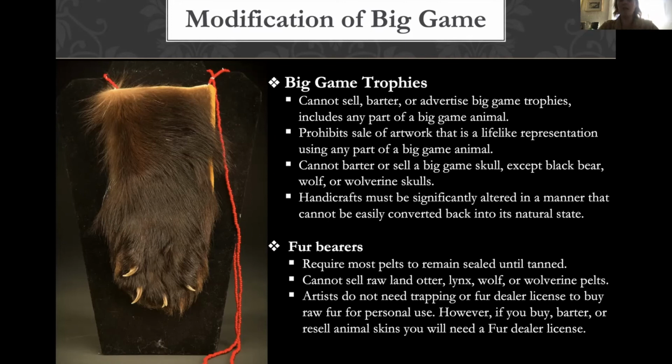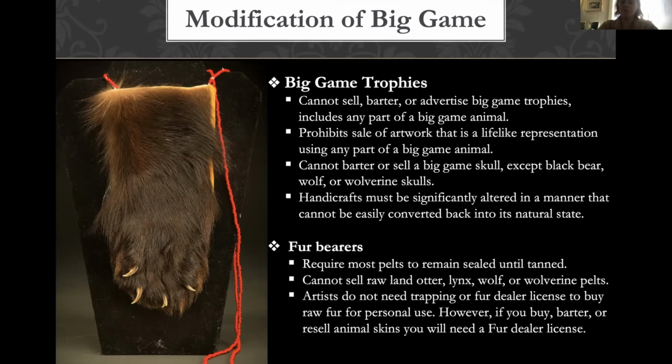So you can actually utilize materials from some of these big game animals, but the key here is handicrafts have to be significantly altered, and they cannot be going back to its natural state, and it cannot be a lifelike representation of any big game animal. That would be a trophy. This is distinct as compared to fur bears. Fur bears require most pelts to remain sealed until tanned, but once they're sealed, you can buy and barter and whatnot with the sealed hide.